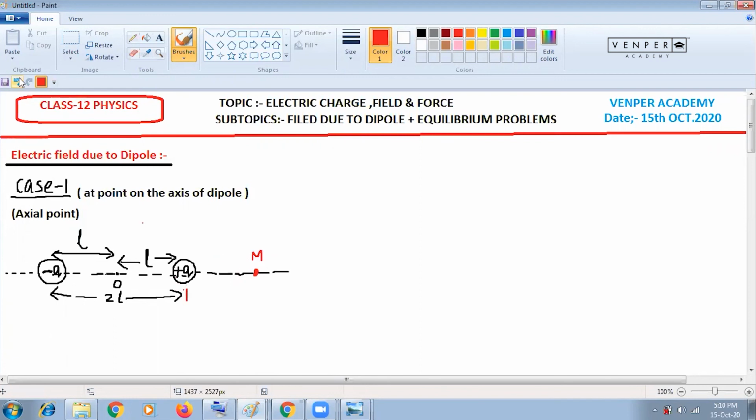From the plus charge, it has some distance here. From the center, let's take the distance to M as R. So O to M distance is R. From plus Q to M, the distance will be nothing but R minus L, because O to the charge is L. And from minus Q to M, the distance is R plus L. Is it clear? Yes or no?